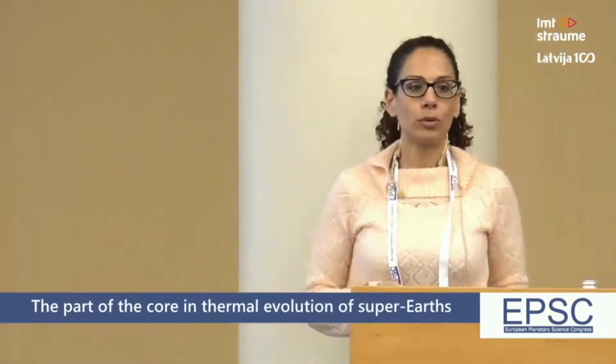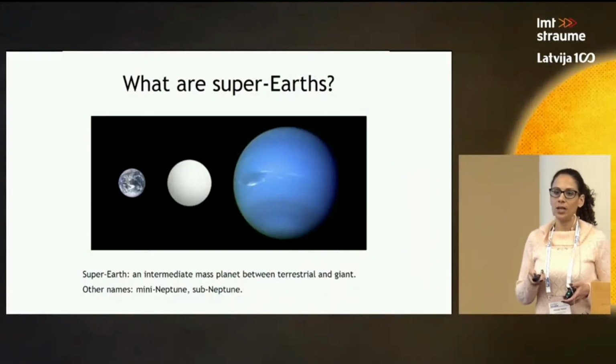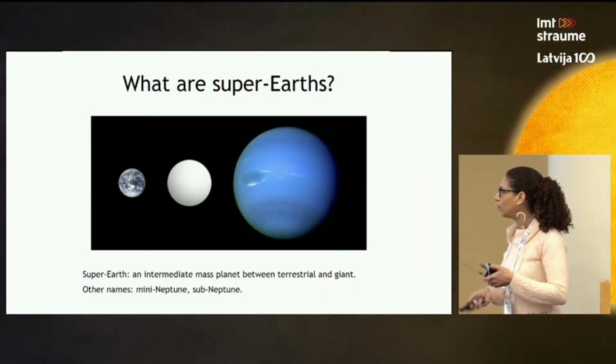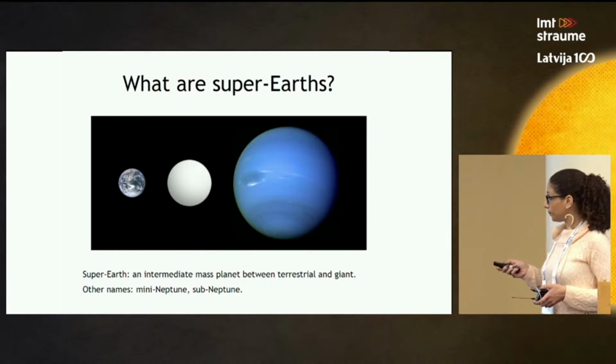So first, let's start. What are super-Earths? Because there are many definitions. We don't have any equivalent in our solar system, so it's maybe difficult to imagine. When I say super-Earth, I mean everything that is larger than Earth and smaller than a giant planet. So it includes sub-Neptunes, mini-Neptunes, and any other definitions.